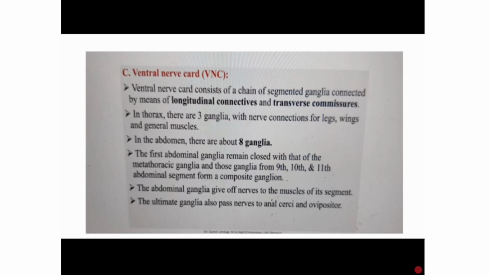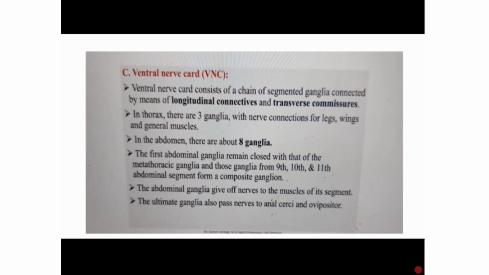The ventral nerve cord consists of a chain of segmented ganglia connected by means of longitudinal connectives and transverse commissures. In the thorax there are three ganglia with nerve connections for legs, wings and muscles. In the abdomen there are about 8 ganglia, and the first abdominal ganglion remains closed with that of the metathoracic ganglia, and the ganglia from the 9th, 10th and 11th abdominal segments form a composite ganglion.